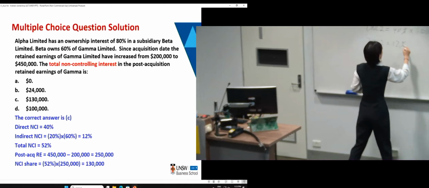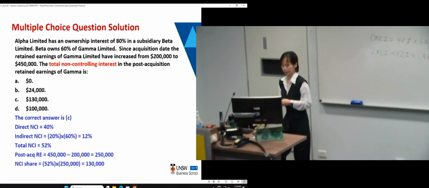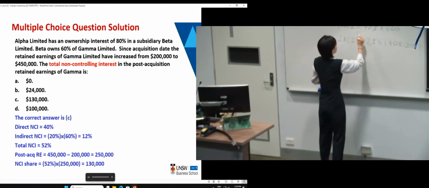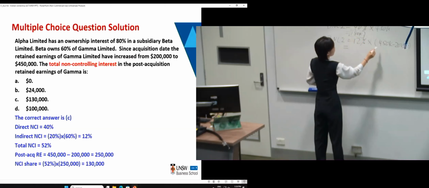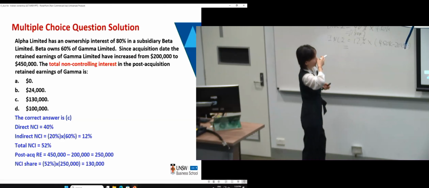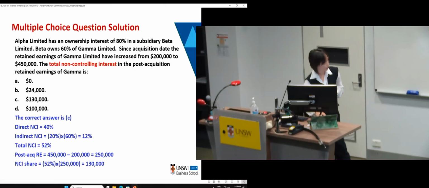Is that 200? Yep. Okay, so this is the INCI share. Now let's get the final answer here. And what about this one? 250 times 12%. Why my answer is different? 250, right? 250 multiplied by 0.12. 30.